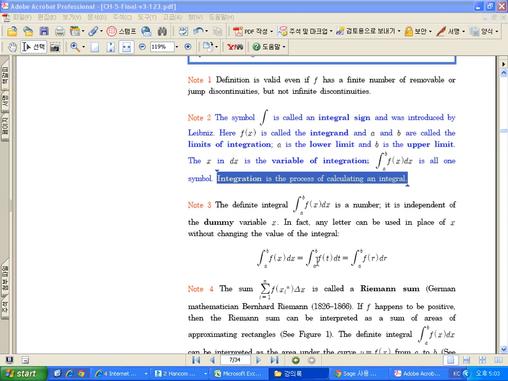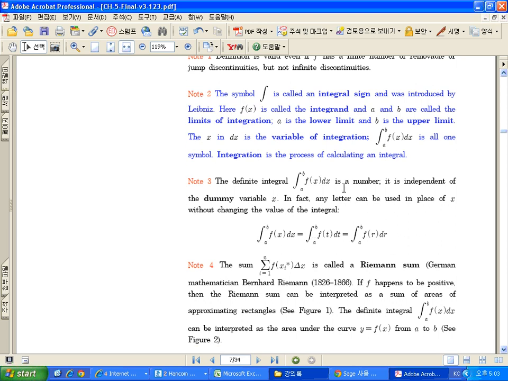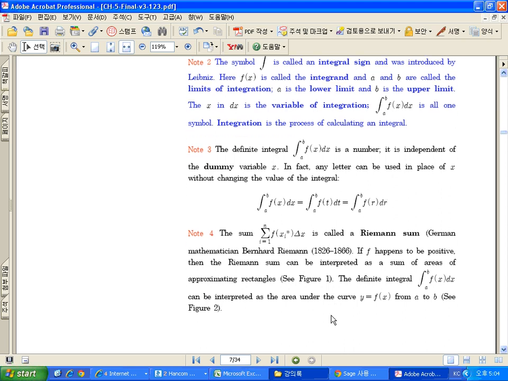Note 3. The definite integral is a number. This is just a number, and it is independent of the dummy variable x. So even though we write it this way, if instead of x we use t or r, they are all the same. The variable is a dummy variable, and we can always replace it.